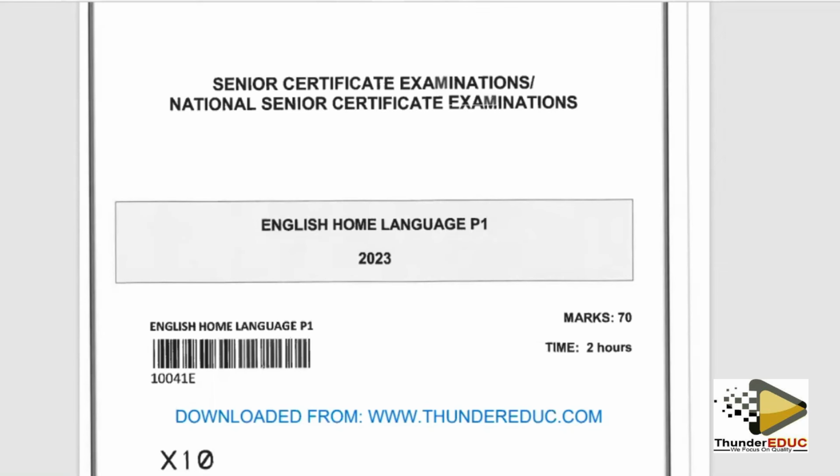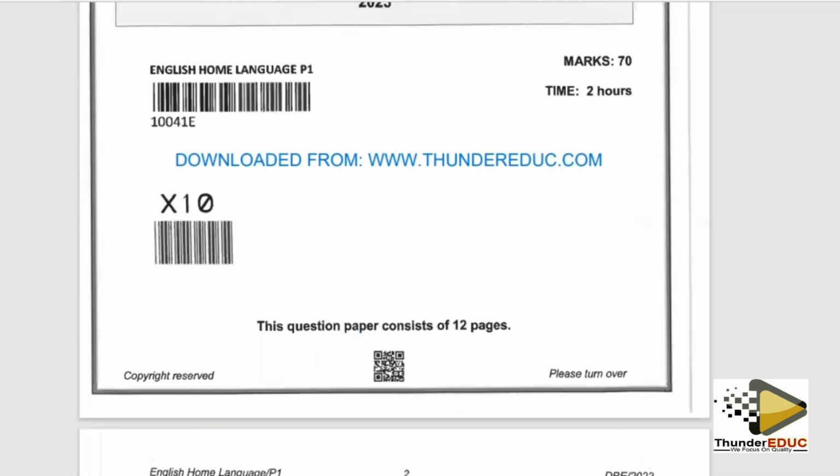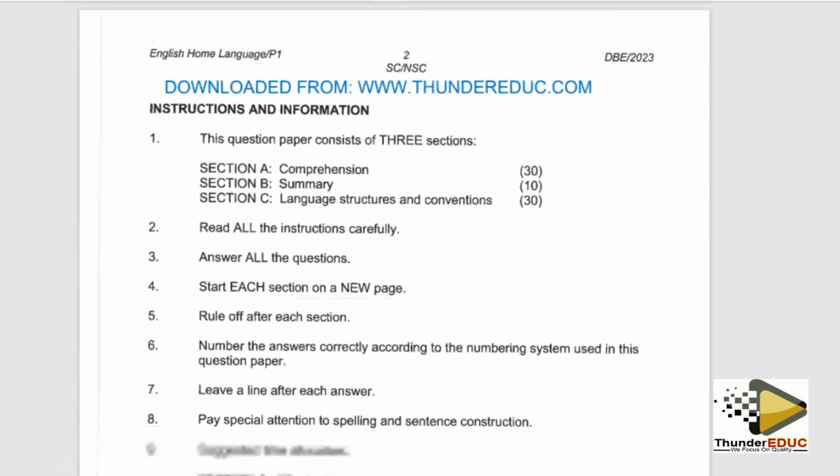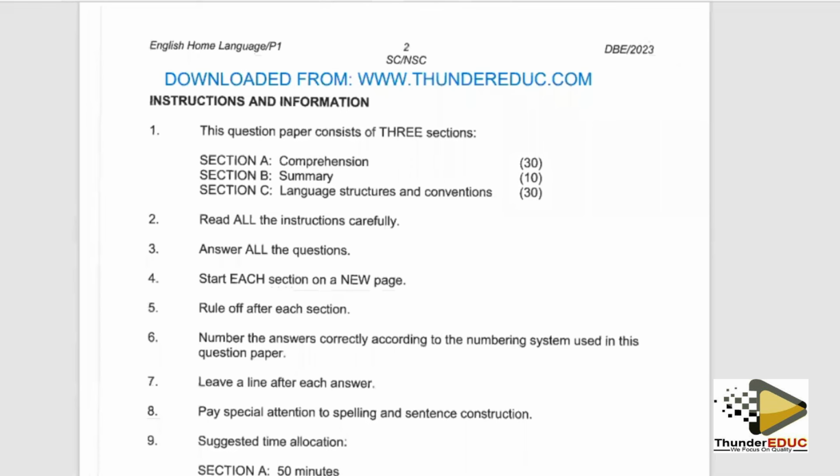Grade 12s, we are here for a Paper 1 session, which is the Senior Certificate examinations. Our Paper 1 is 70 marks and our time allocation is 2 hours. I'm going to go through the paper with you to remind you of the most important components that you must remember as we are preparing for our June Paper 1 and our preliminary Paper 1.